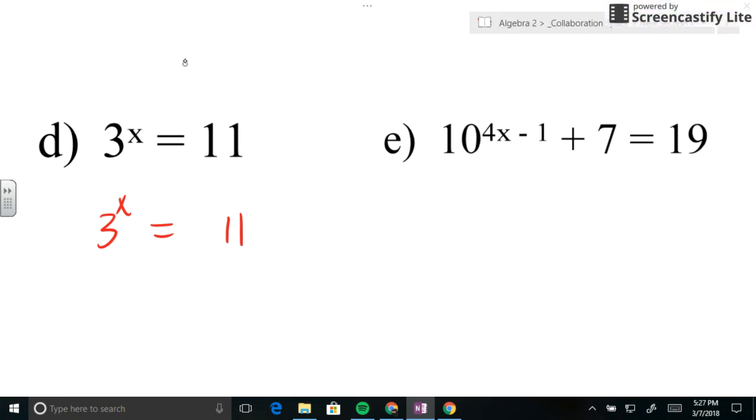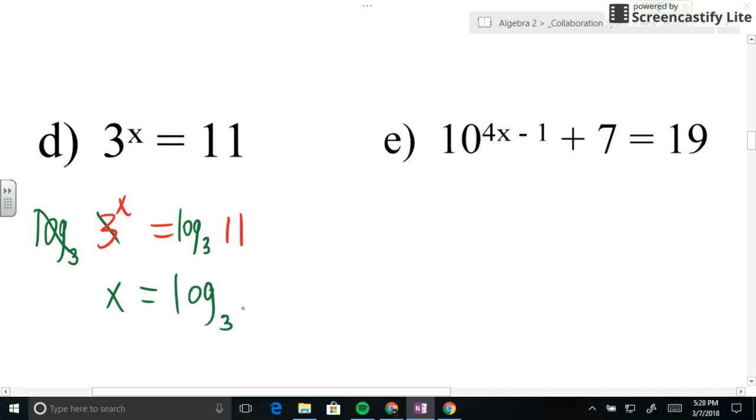To get rid of that 3, what I have to do is a log of base 3. Whatever the base of the exponent is, that's what I'm going to do the log with, that same base. So I do a log of base 3 to both sides. The log base 3 and the 3 will cancel out, so now we're left with x, and x equals log base 3 of 11. You could type log base 3 of 11 in your calculator if you need the decimal answer, and it'll give you the decimal answer.